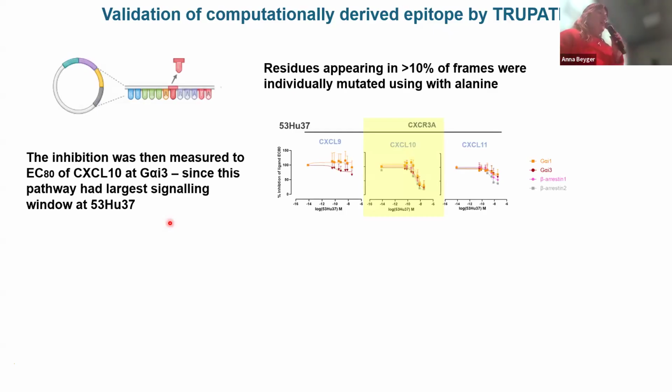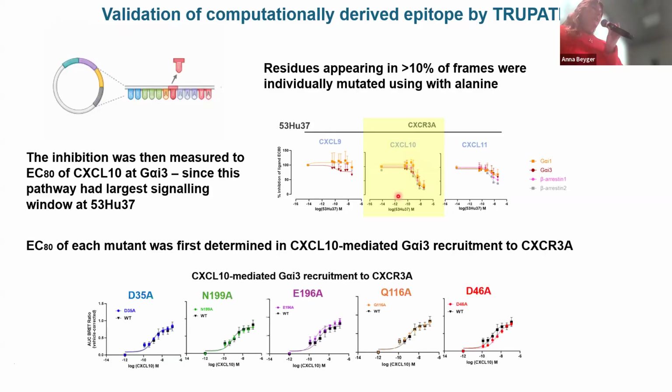The pathway that we wanted to inhibit was the inhibition of CXCR3A following stimulation with the CXCL10 ligand at the G-alpha I3 pathway. We did that because it had the larger signaling window, so we thought that would give quite a clear readout. We also chose residues that don't interact with CXCL10 and the receptor at all, to make sure we have this accuracy. We first determined how each mutant interacts with the ligand to see that there were no significant changes, and from then determined the EC80 that was used in the inhibition assays.